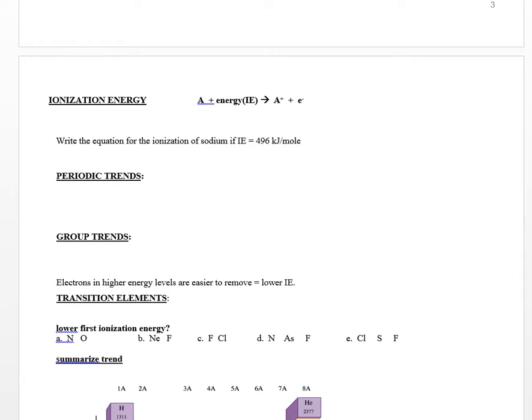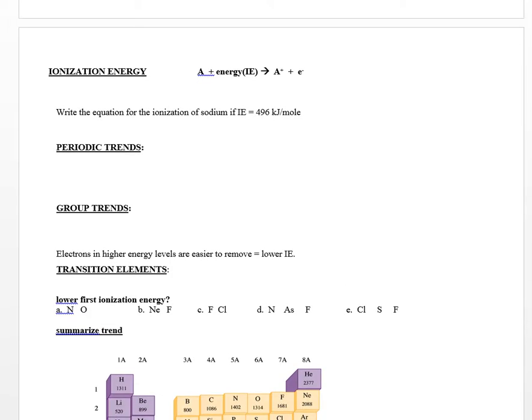Ionization energy. Know the definition. You need to know the definition. You need to know the trends. You're going to get a list of elements and be asked to put them in the correct order.